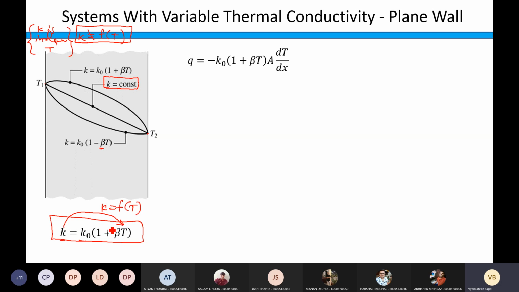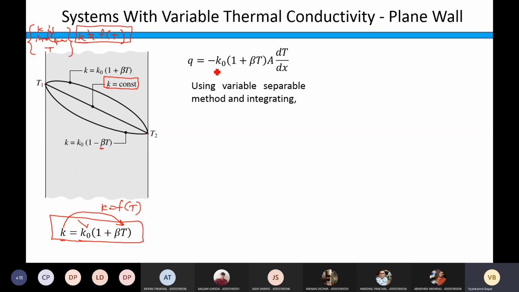Clear? This functional relationship is established using two things: the thermal conductivity at 0 degrees C and this coefficient of volumetric expansion, beta. Using these two, we have defined what is K, the thermal conductivity. The same thing I am using here. Instead of minus K dT by dx, I am writing K replaced by this term. Clear?